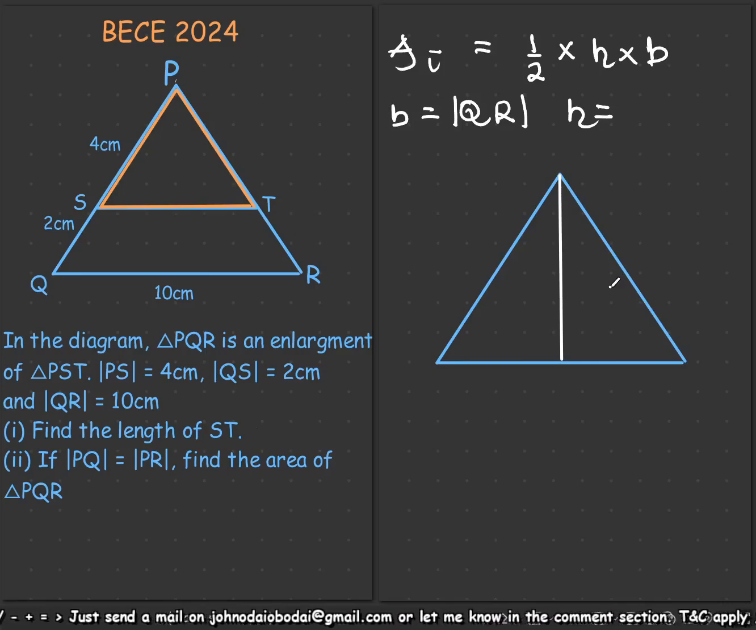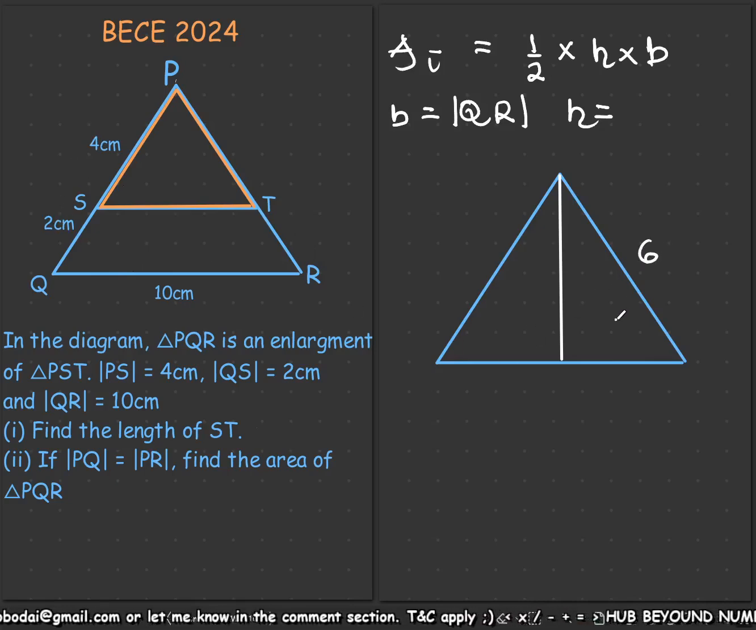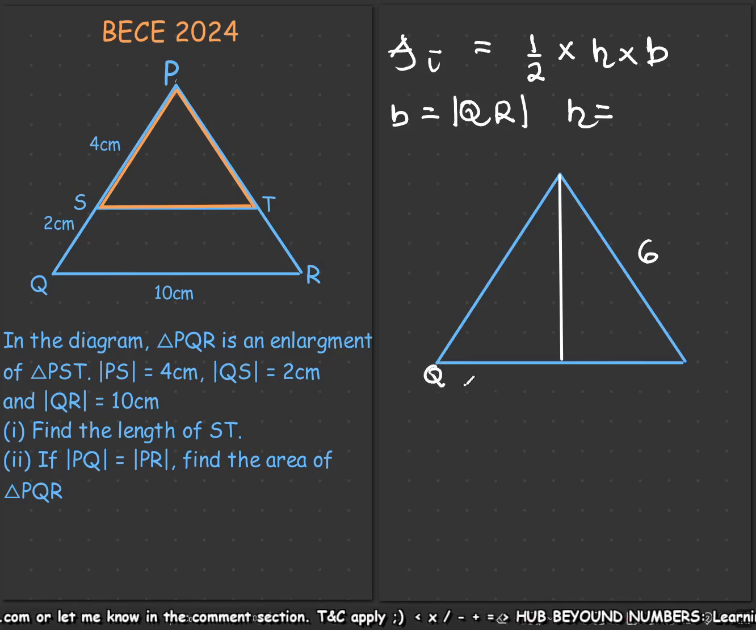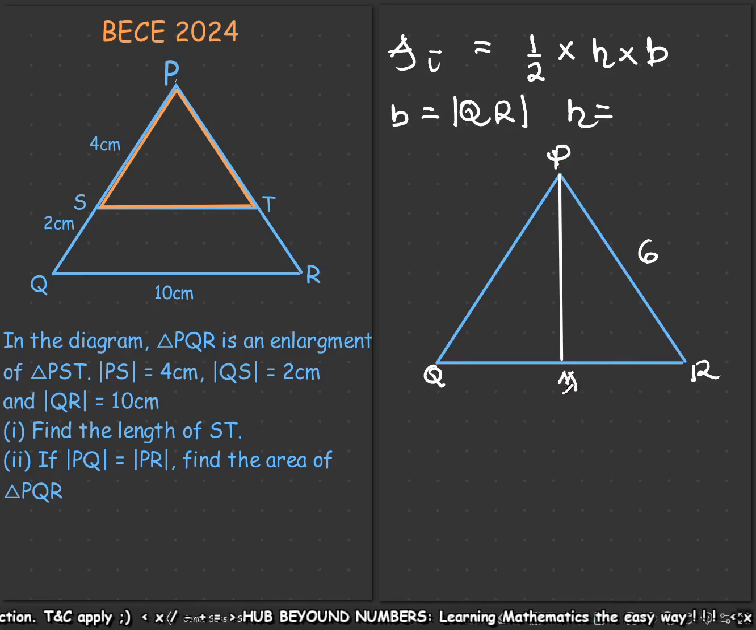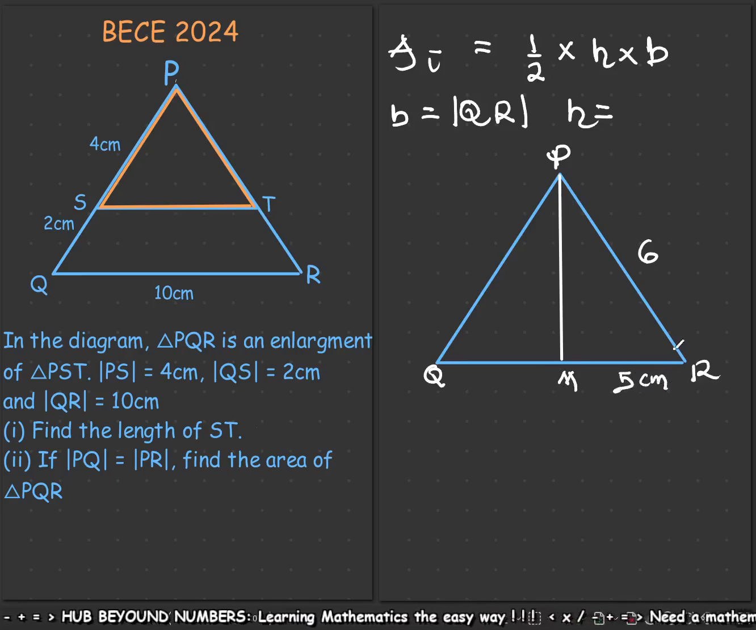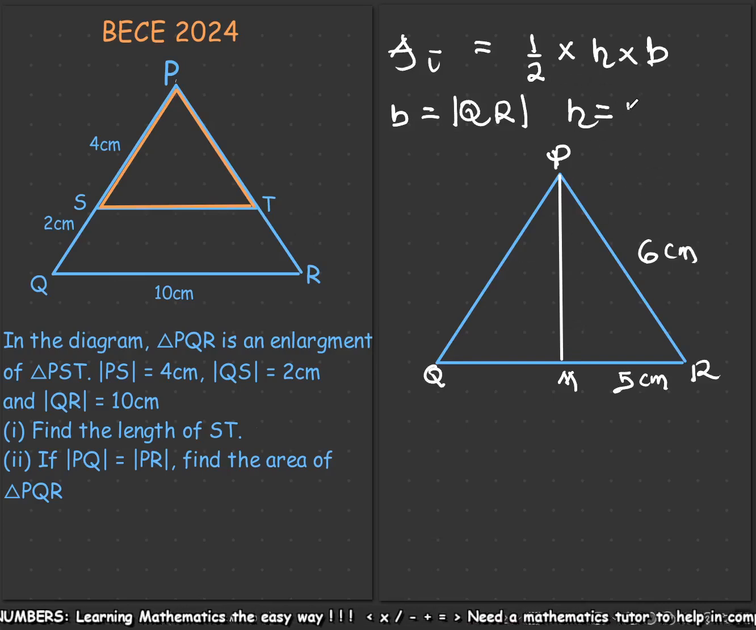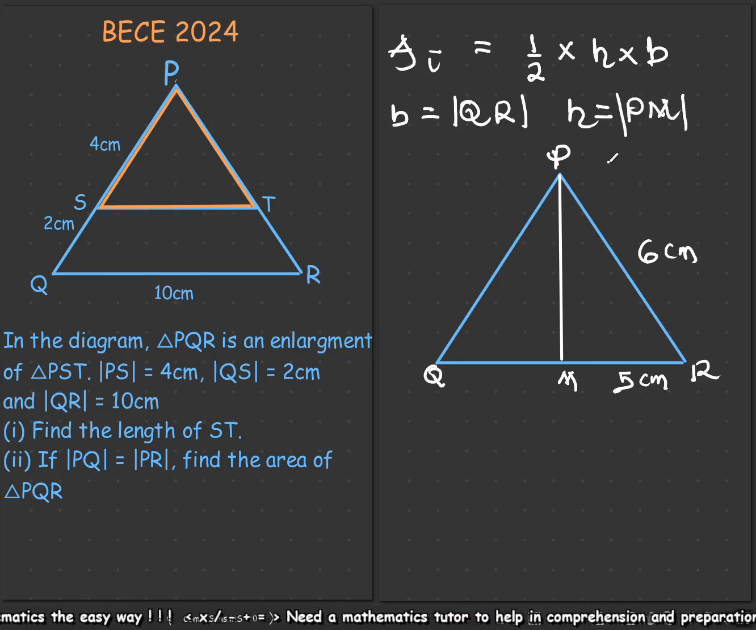If you are using the Pythagoras theorem, this then becomes a hypotenuse whose length is the 4 plus 2 over here. So its length is 6. And if Q to R is 10 centimeters, then if I'm to write here M, it simply means MR is 5 centimeters. You see? So we want our height. So our H is PM. And how do we get the PM, which is this side over here?